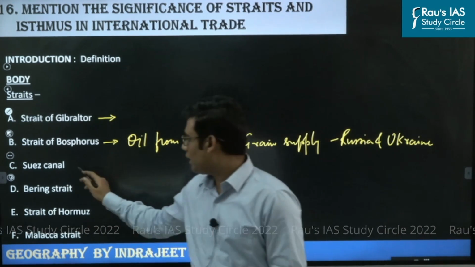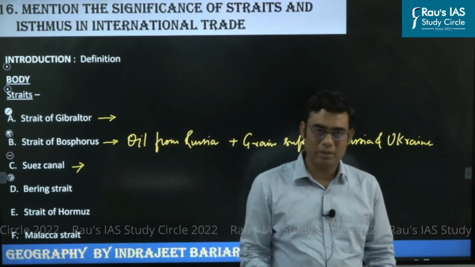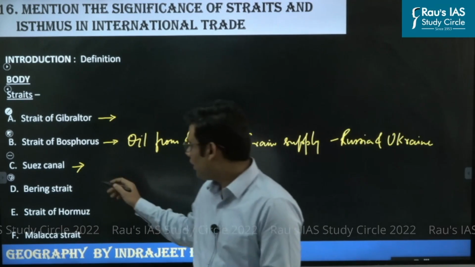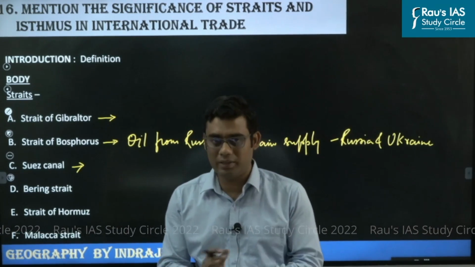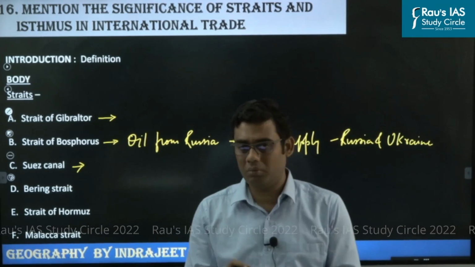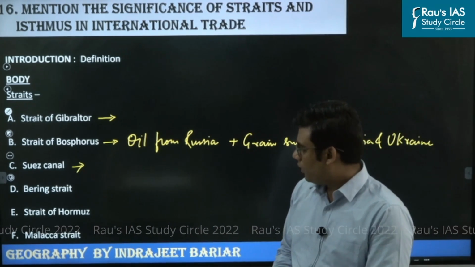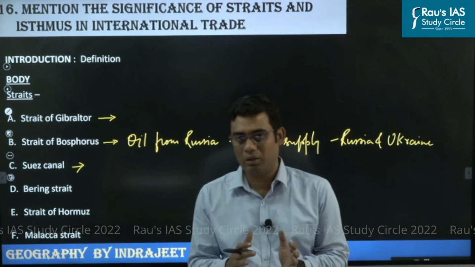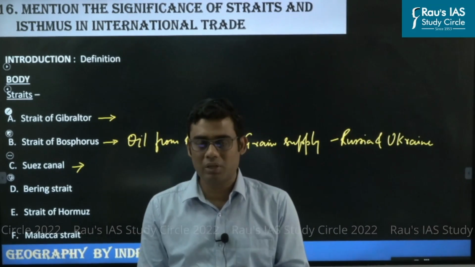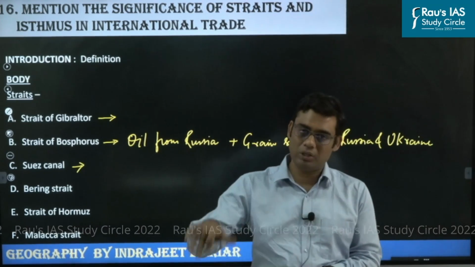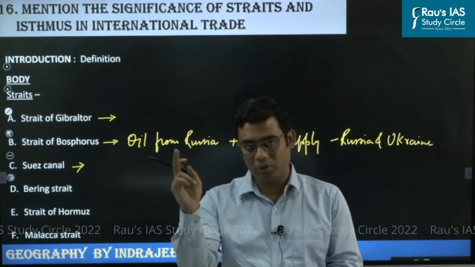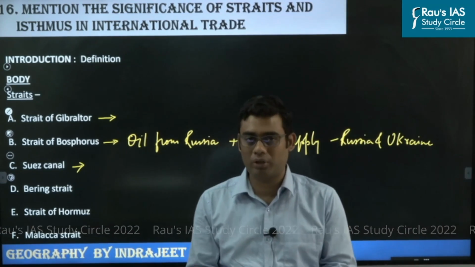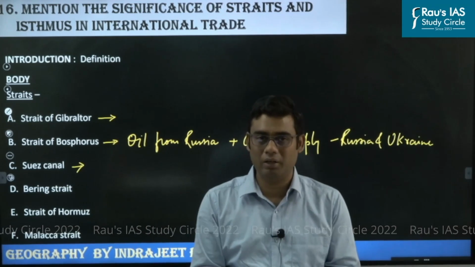Next one, that is the Suez Canal. Suez Canal is an artificial strait, a man-made canal, and it connects the Mediterranean Sea with the Red Sea. Now Suez Canal is an extremely important international route, because in earlier times, if a ship had to reach Bombay from London, it would have to travel all through the Atlantic Ocean, reaching up to the Cape of Good Hope or Cape Agulhas, and from there entering the Arabian Sea.